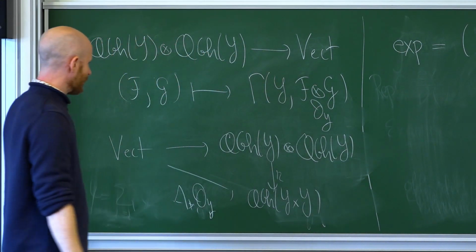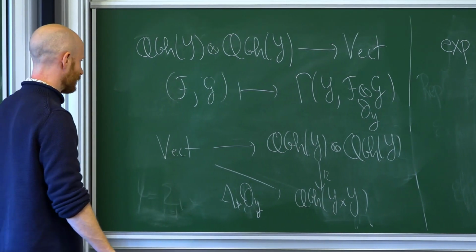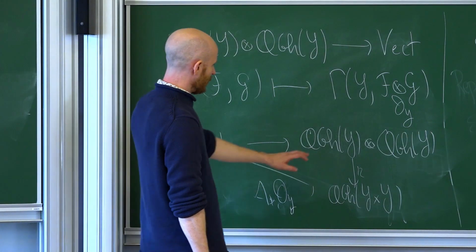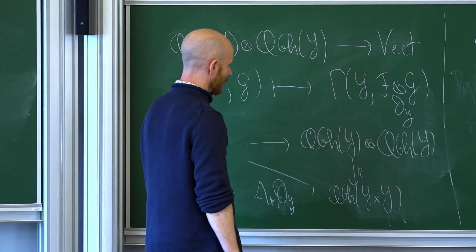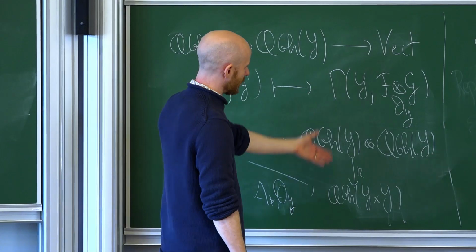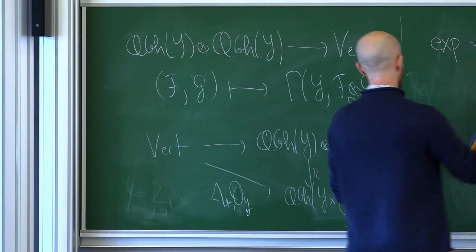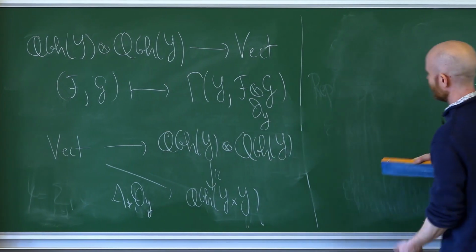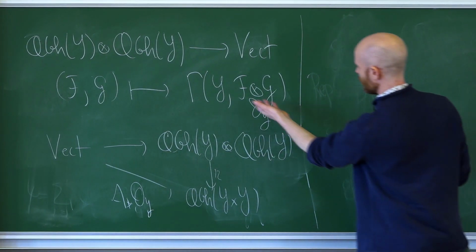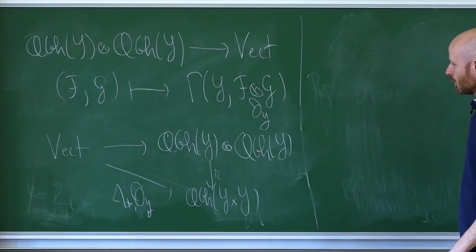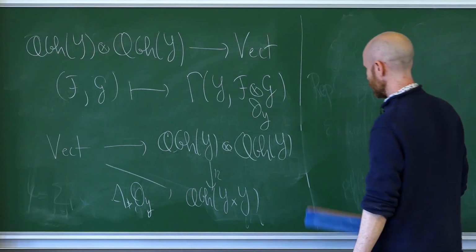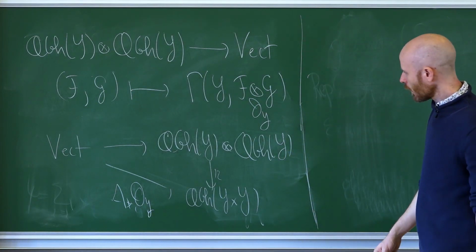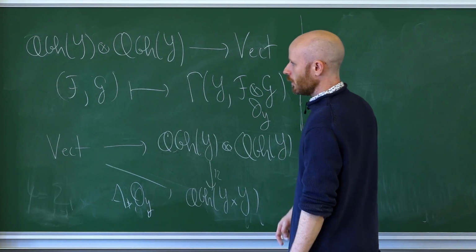And the idea is that, if you imagine Y was a finite set and you replace QCoh with functions, then these sorts of formulas are exactly just the formula for the dot product. And so it just works.